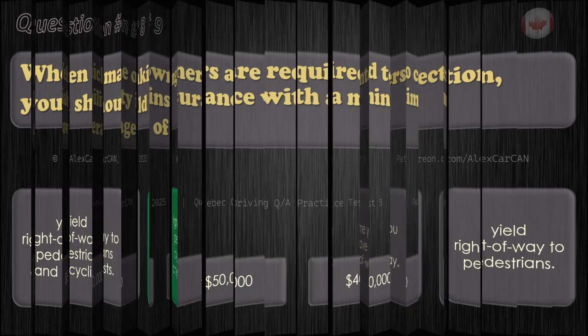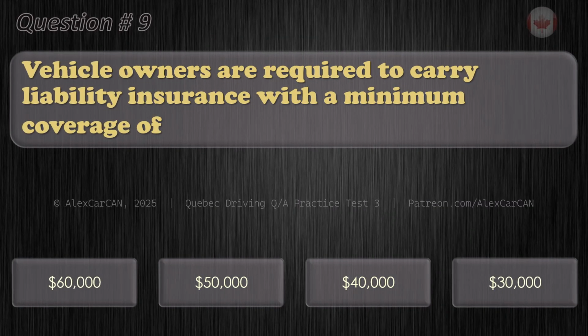Question number 9. Vehicle owners are required to carry liability insurance with a minimum coverage of $60,000, $50,000, $40,000, $30,000. The correct answer is $50,000.